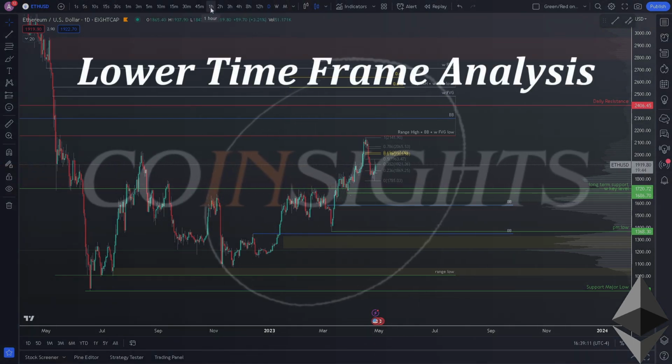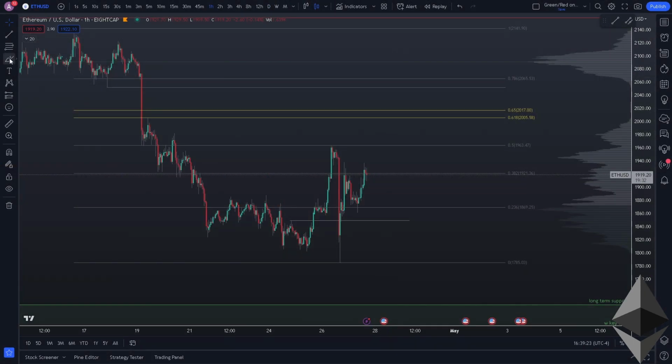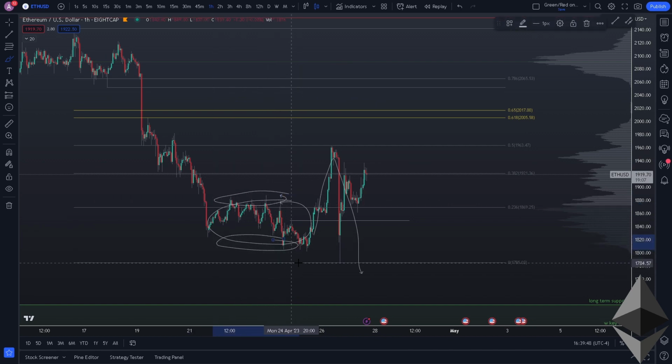Now let's go down to a lower time frame to see what's going on. So Ethereum has seen a lot of volatility here. We've had accumulation of liquidity before a manipulative move both ways, wiping out both long and short positions before showing its true direction. So it seems like the true direction for Ethereum is, honestly, just sideways. If you guys saw my Bitcoin video from yesterday, I would definitely go check that out, as Ethereum is likely going to do the same thing.